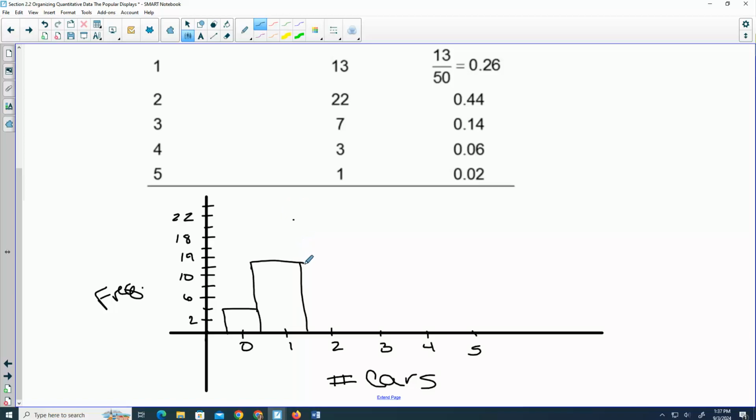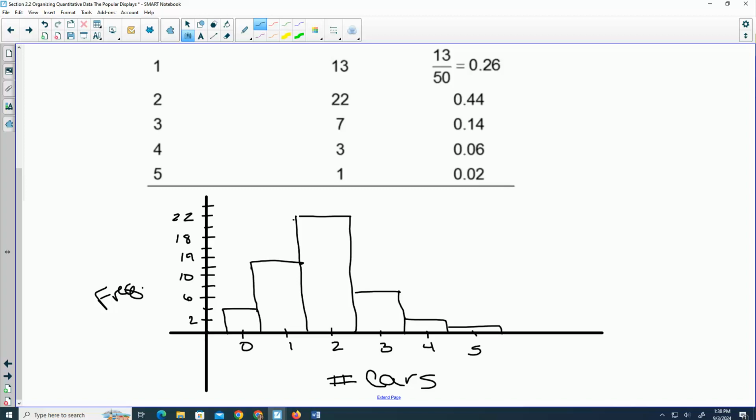2 is 22. 3 was 7. And 5 was 8. Okay, so it's just a little bit different in that those bars touch and that your label is at the center of each rectangle, not on the edge. Any questions about that histogram?